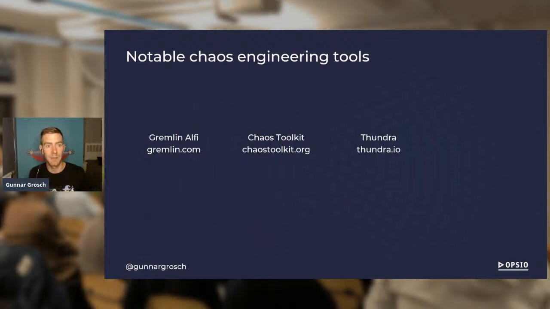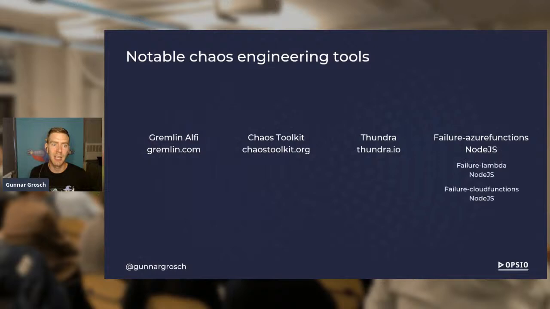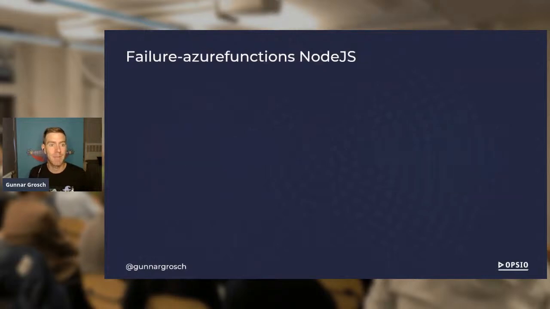So that's pretty sweet. And then we have my little open source tool, which is called Failure-azurefunctions. It's a Node.js library that can be used alongside or with your Azure functions. And it has two siblings with Failure Lambda and Failure Cloud functions as well. And this is a tool that I've created out of the needs that we saw around serverless chaos engineering.